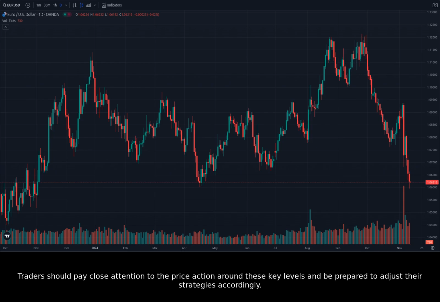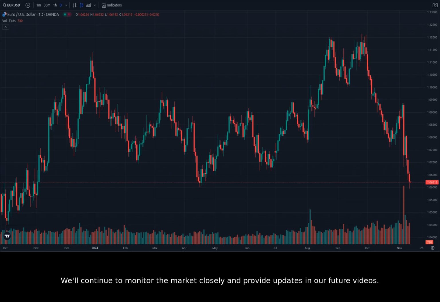Traders should pay close attention to the price action around these key levels and be prepared to adjust their strategies accordingly. We'll continue to monitor the market closely and provide updates in our future videos.